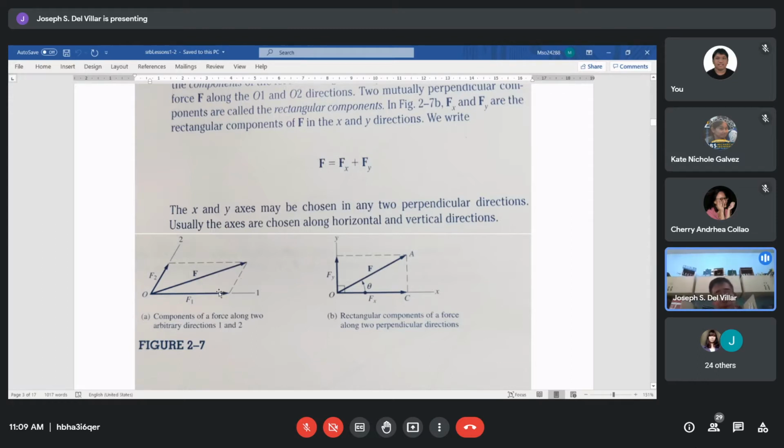Now, to find the resultant, we need to measure this F, from O up to that point. And that is the resultant or the vector sum of F1 and F2. So F is equal to F1 plus F2, vectorially. So F is the resultant, and this is its angle.